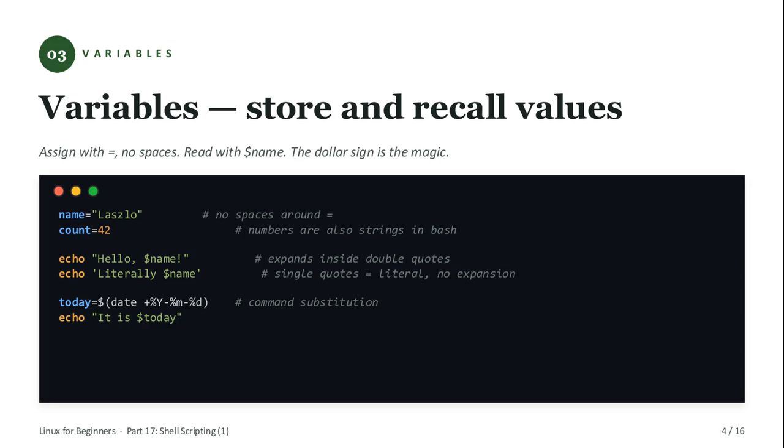With that contract in place, our scripts need a way to remember things. And that's variables. Assignment is just name=value, with no spaces around the equal sign. Bash is strict about that. To read the value back, you prefix it with a $ sign. Quoting matters too. Double quotes expand your variables. Single quotes treat everything literally. And that $( ) syntax is command substitution. It runs the command and drops its output right into your variable, which is how today ends up holding the current date.